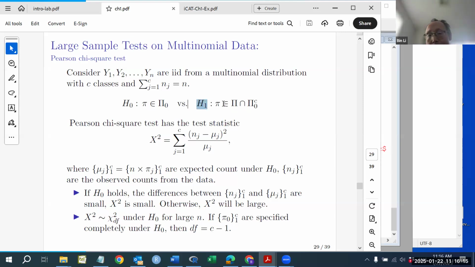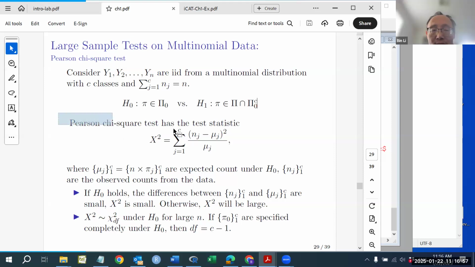And the alternative contains all the parameter space except the pi zero that is specified in the null hypothesis. Okay, so that's the mathematical notation. It's the complement of the values specified in the null. Then we can have two large sample tests on the multinomial data.